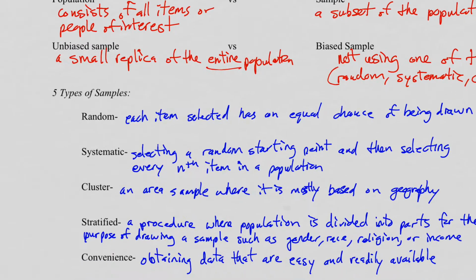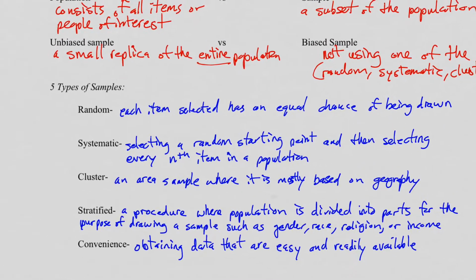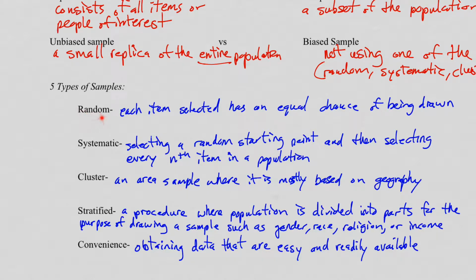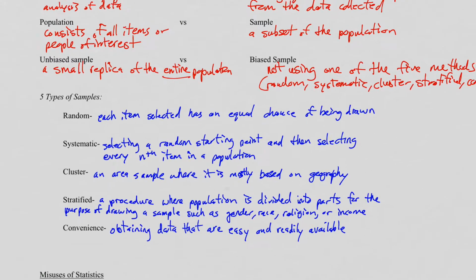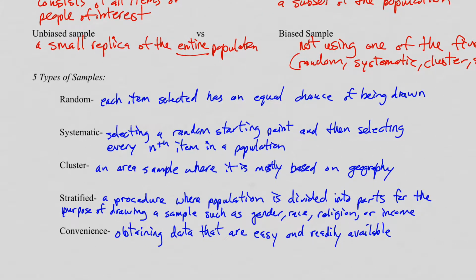Okay, so what are those 5 types of samples? The 5 types of samples that you need to be familiar with would be random samples, systematic, cluster, stratified, and convenience. Okay, so a random sample, okay, so that each item selected has an equal chance of being drawn. Okay, so an example would be, let's say you are making a drawing for, let's say, a winning ticket or something like that.